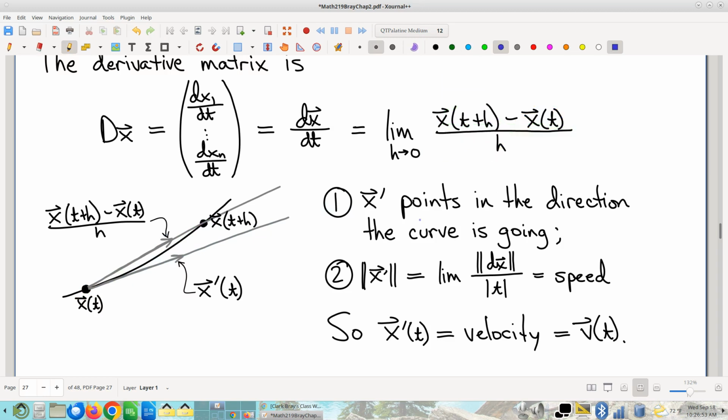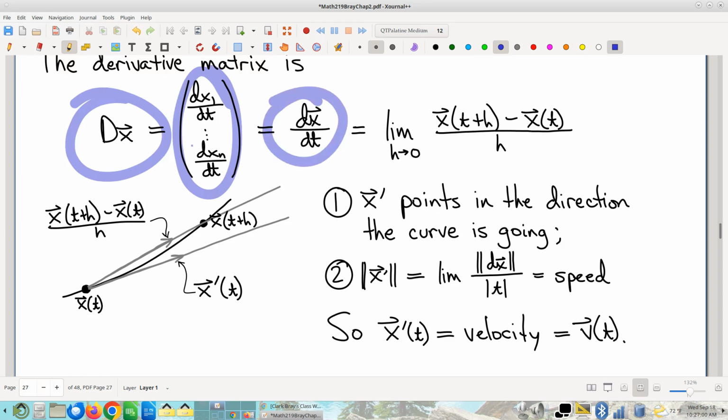Cool fact. The derivative matrix, being as it is a vector, for which we use this very convenient notation, which comes from, in fact, the good old Calc 1 definition of a derivative, that vector points in the direction the curve is going.